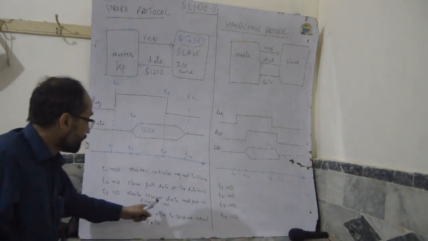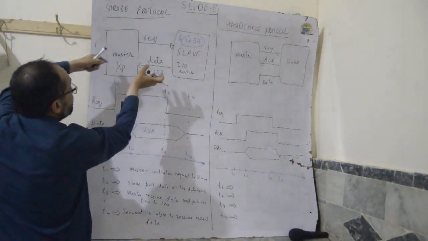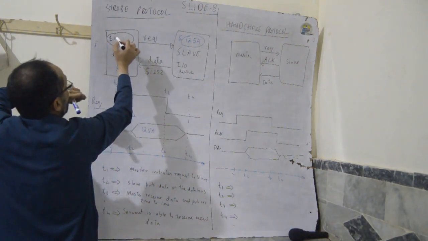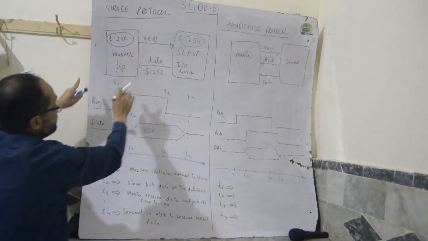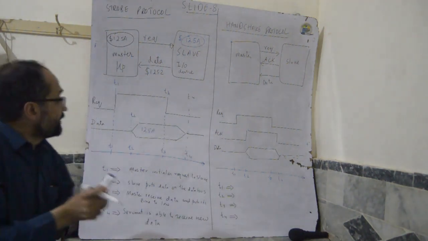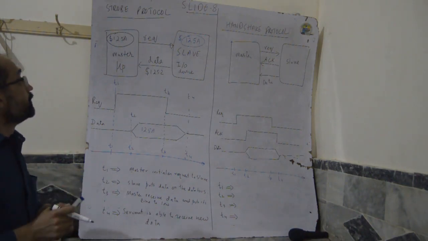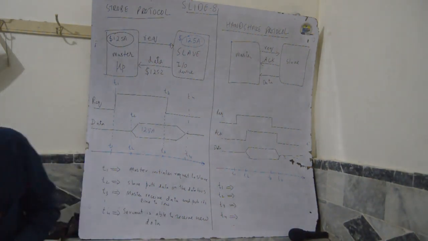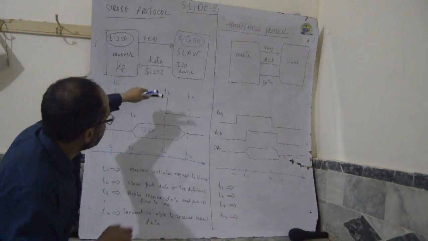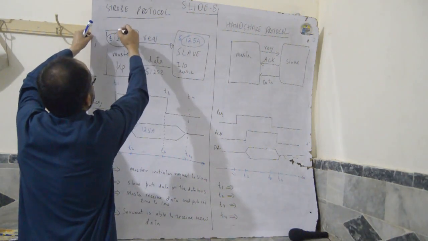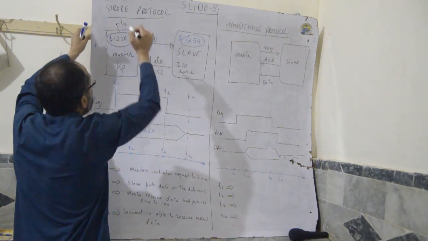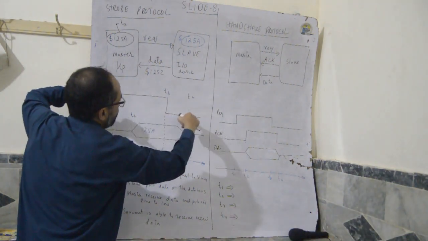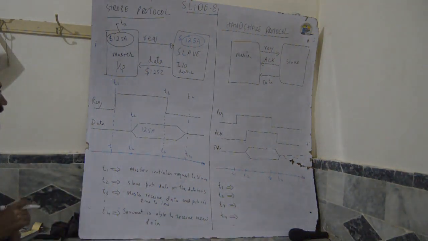The master receives this data and puts its request line to low. So the data that is now available to the master is 125A. And because it has received the data, it no longer needs to request the device. So at this point, it made a request, and at this point, it received the data. This data is received at time T3. And the request signal will be low now because the data has already been received.